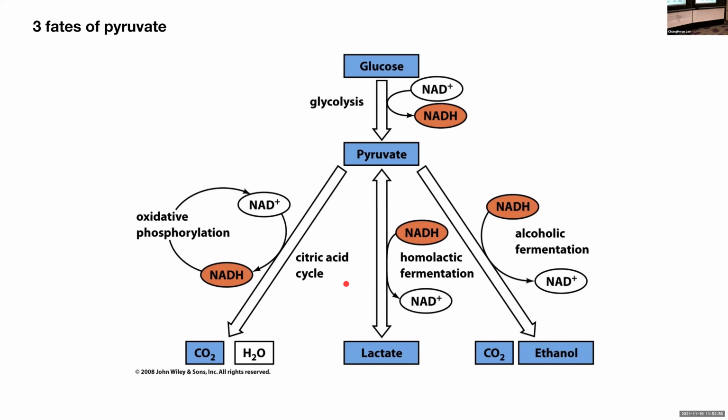All right, so far we just quickly talked about the 3 different fates of pyruvate: that it can go through the TCA cycle to generate more energy and eventually be oxidized to carbon dioxide in the presence of enough oxygen. Or it can go through fermentation. It can be lactic fermentation to generate lactate, or the alcoholic or ethanol fermentation to produce ethanol and carbon dioxide.